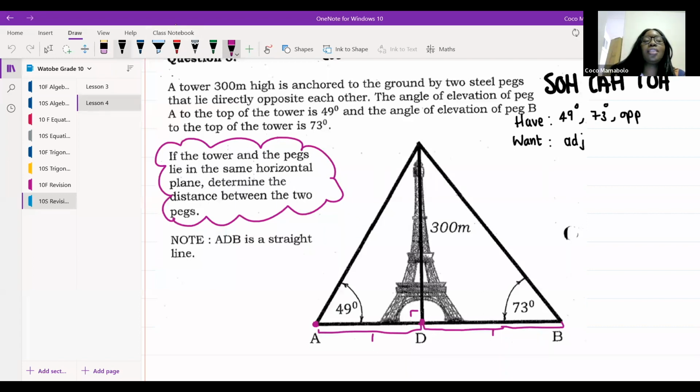Omulimo looks lost with that face. I'll give you a hint. Okay, we're going to use the tower. So we're going to go tan of an angle. We have the 49-degree angle. Tan 49 degrees is equal to opposite, which is 300, over my adjacent, which in this case is AD. Okay. That's the first step. That's as far as I'm going to go for you, because the rest we've done 6 million times.